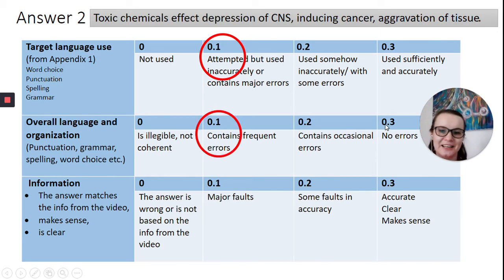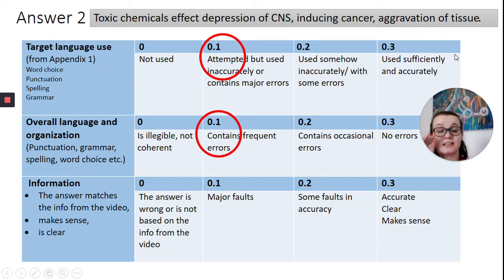Why? There is a sentence. However, first of all, you cannot affect depression. You cannot say affect inducing cancer. You cannot say affect aggravation of tissue. You can say cause, right? Cause the depression, or the chemicals induce cancer, and toxic chemicals cause aggravation of tissue or cause cancer. Yeah? So yeah, it looks like it is a sentence. It has a subject and a verb, but it's not English.